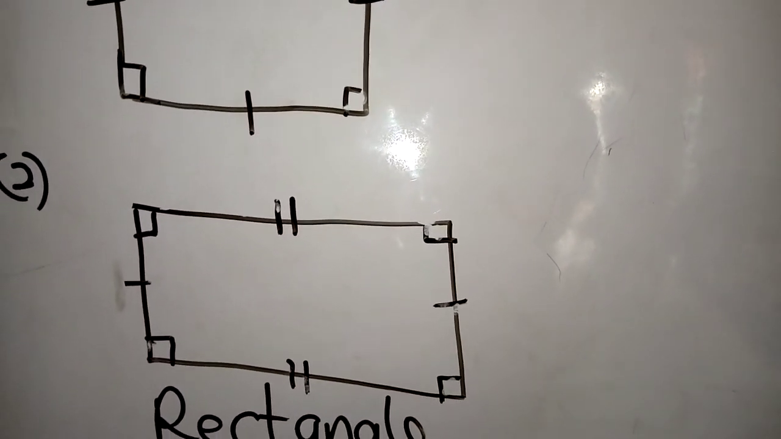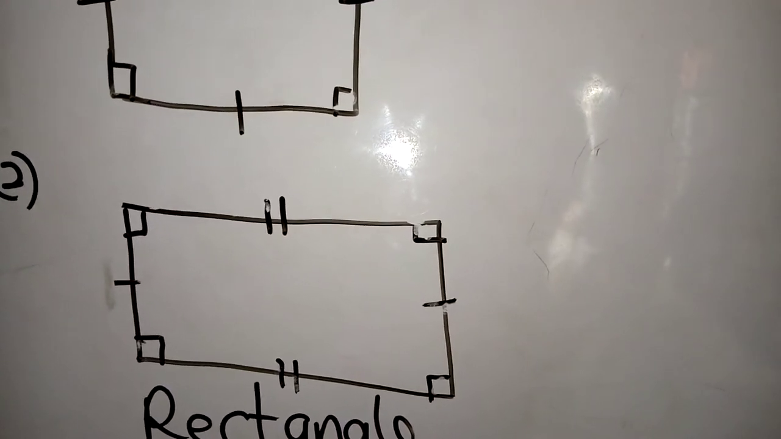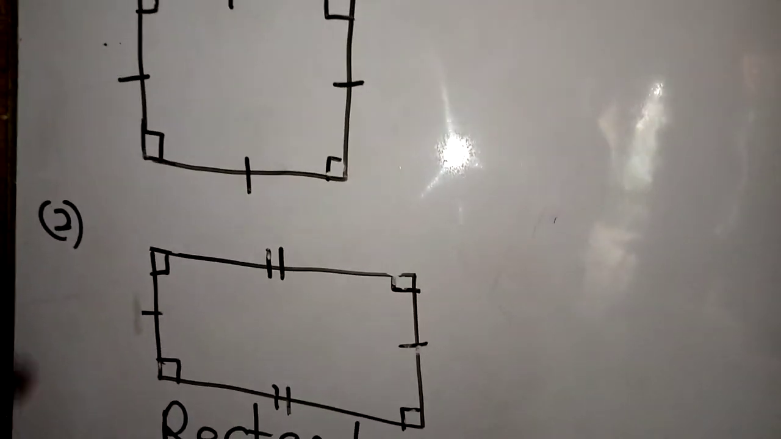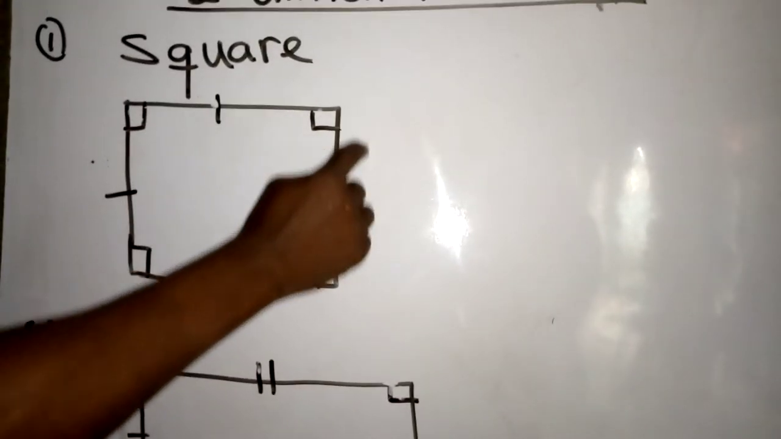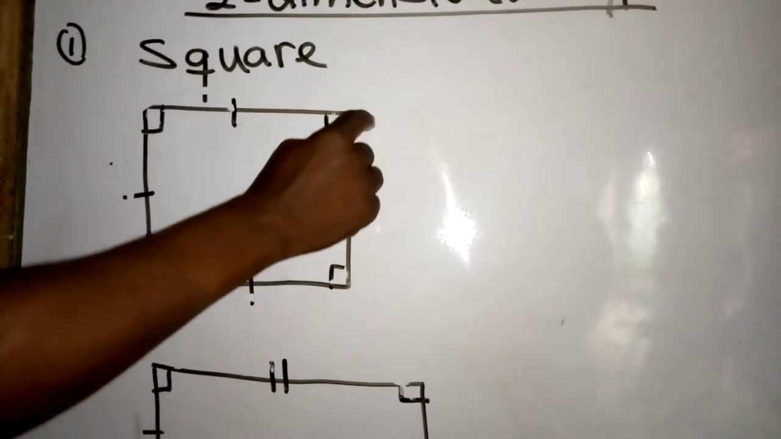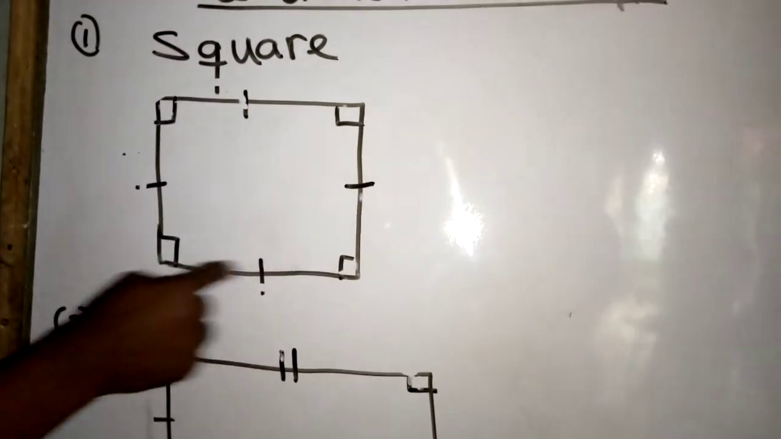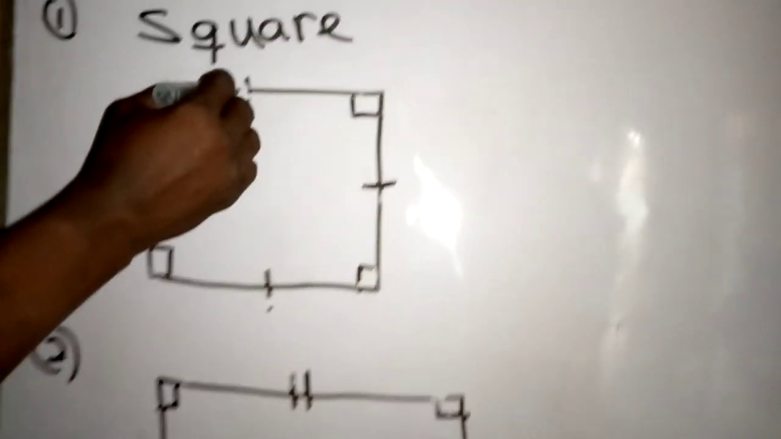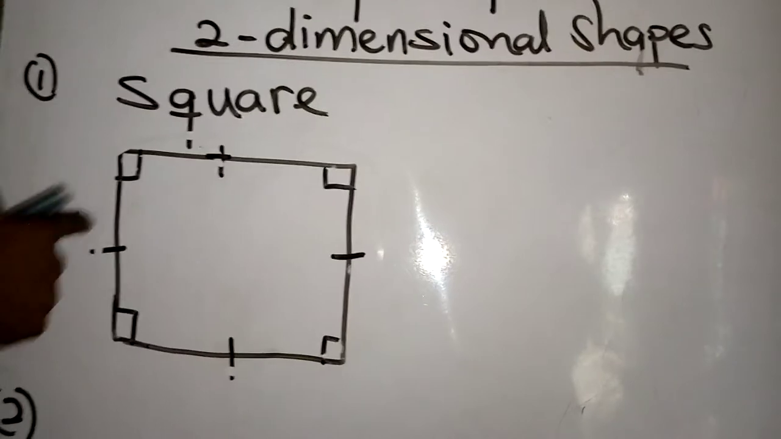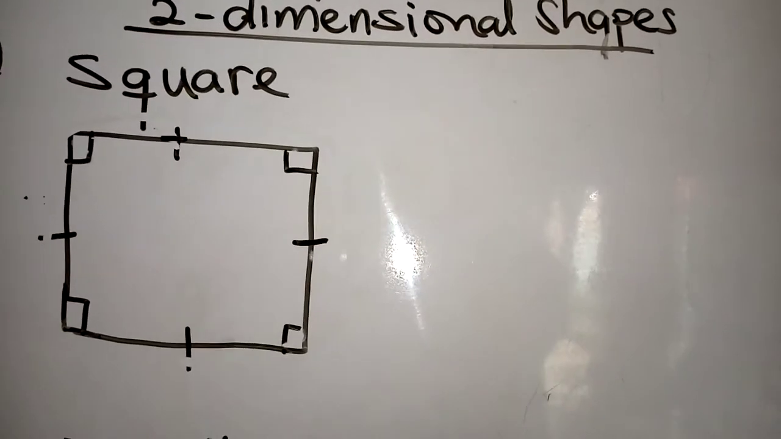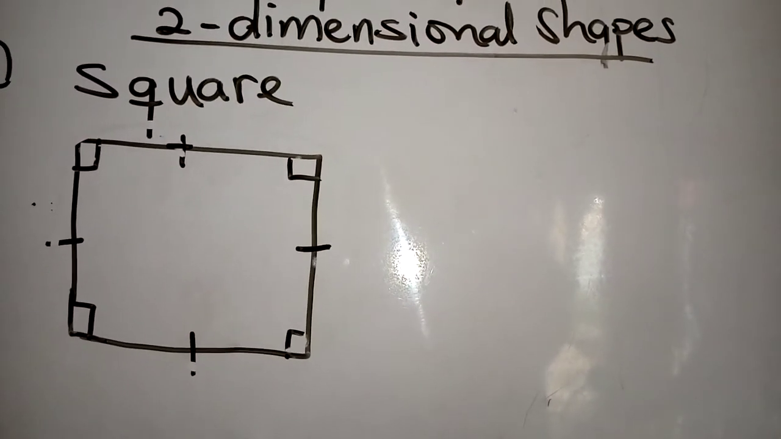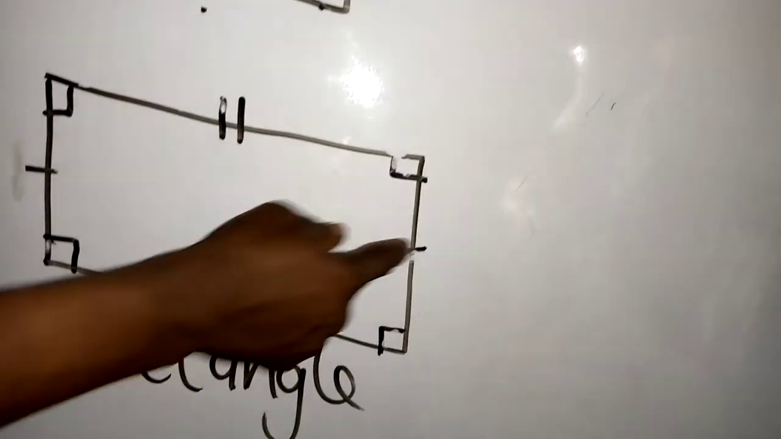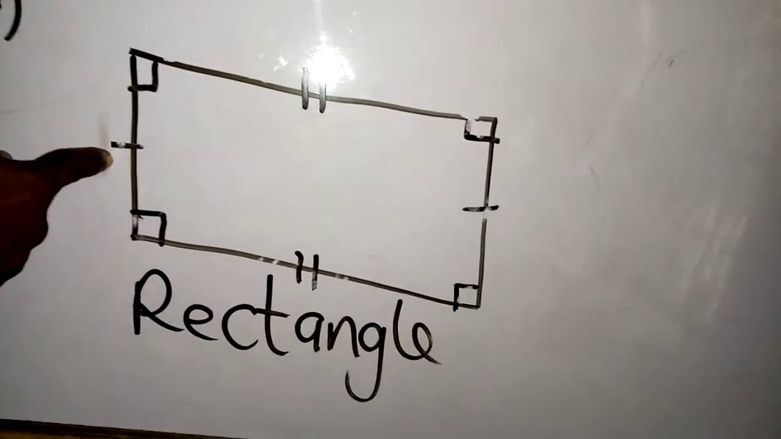Can you tell me the difference between a rectangle and a square? The difference is that in a square, all four sides are equal. This side is equal to this side in length. They are not longer than each other. But in a rectangle, only the two opposite sides are equal. These two are the same, but they are longer than this side and this side, which are also the same.